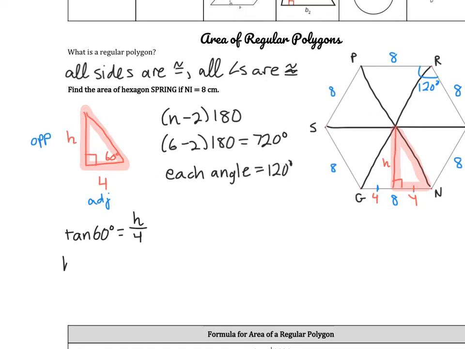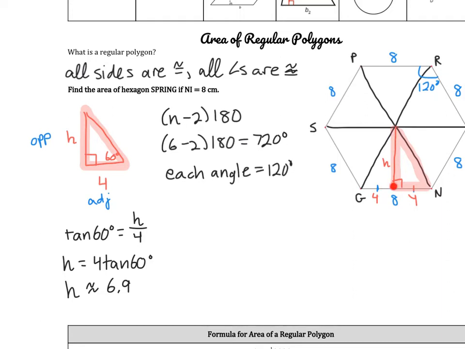And then if we multiply both sides by 4, we get this, which we can plug into our calculator to get a decimal approximation. And here I'll round to the nearest tenth. So here we get H equals approximately 6.9.